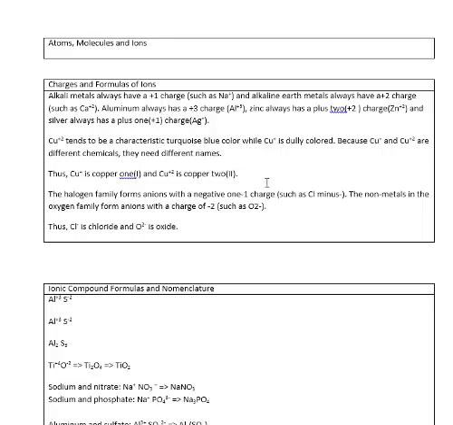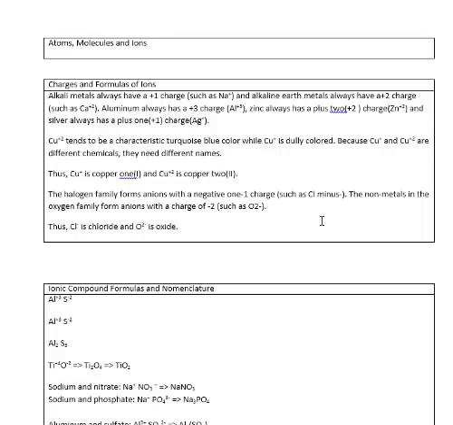Cu+2 tends to be a characteristic turquoise blue color, while Cu+ is dully colored. Because Cu+ and Cu+2 are different chemicals, they need different names. Thus, Cu+ is copper(I), with Roman numeral 1 in parentheses, and Cu+2 is copper(II), with Roman numeral 2 in parentheses. The halogen family forms anions with a -1 charge, such as Cl-1.